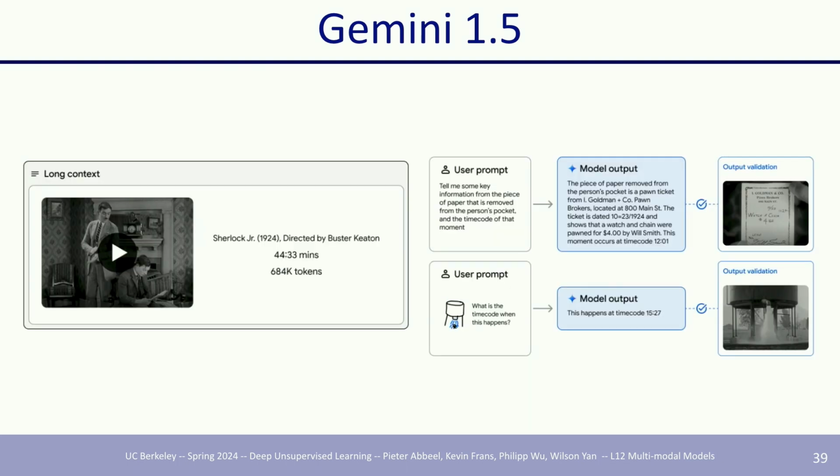And these are some tasks that I would still categorize as retrieval, but ones that are more natural. So for this one you feed in a 40-minute video of this Sherlock Holmes movie, and then you can ask it a question: tell me some of the information about the piece of paper that's removed from the person's pocket, and the time code of the moment. And then it can process this video and find that exact moment and time code as well. So I imagine they probably had some sort of fine-tuning data similar in nature to this that they potentially collected. Not sure if it would just work. Well, I guess you would have to have some sort of fine-tuning data no matter what.